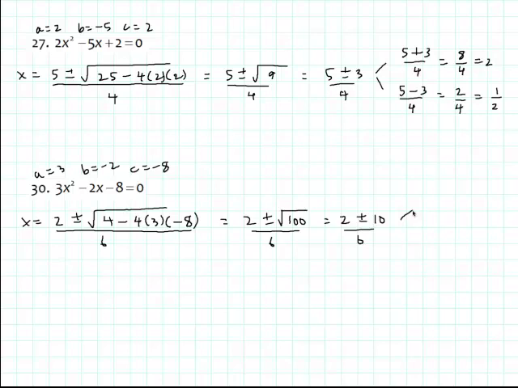So I'll branch 2 plus 10 over 6 and 2 minus 10 over 6. 2 plus 10 is 12. 12 divided by 6 is a 2. 2 minus the 10 is negative 8. Negative 8 over 6, so we'll reduce down to negative 4 thirds.